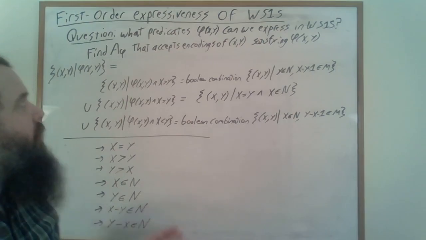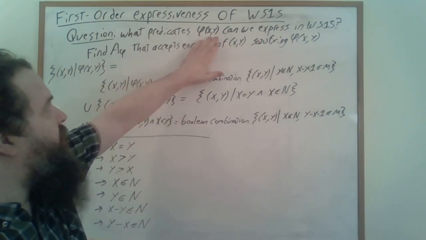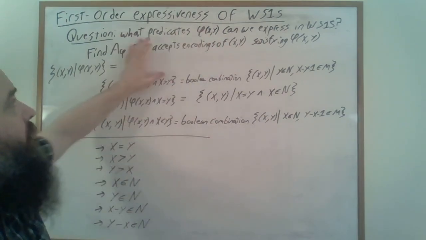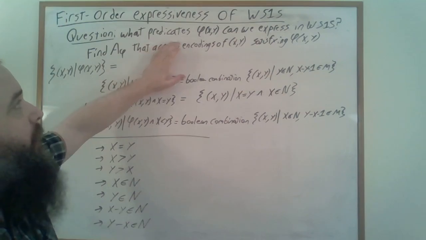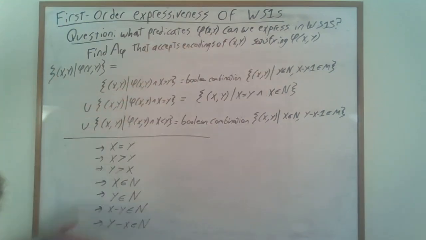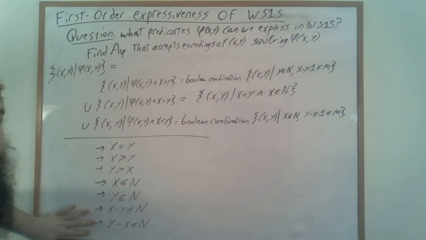It's not that hard to extend this case to the 3-variable case or the 4-variable case and so on and so forth. You can see that really the only things that we can say about first-order elements in weak S1S are going to be Boolean combinations of some sort of comparison of the elements, assertions that the elements fall into eventually periodic sets, and assertions that differences of elements fall into eventually periodic sets.